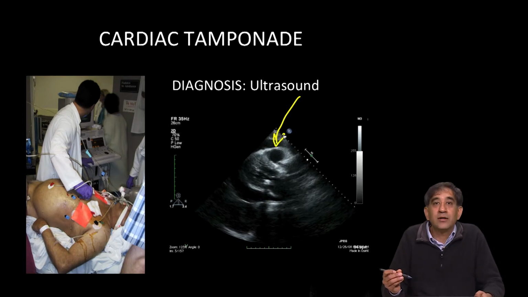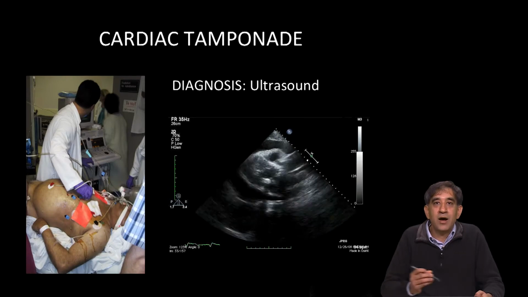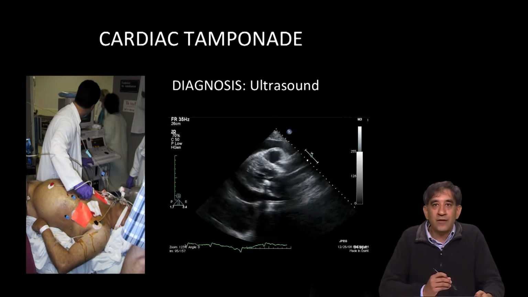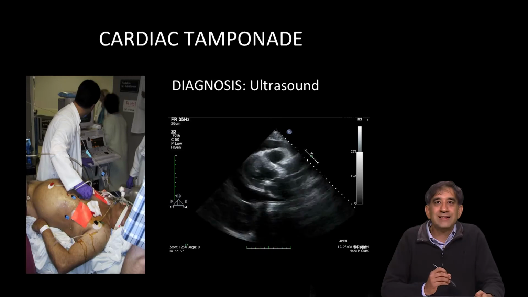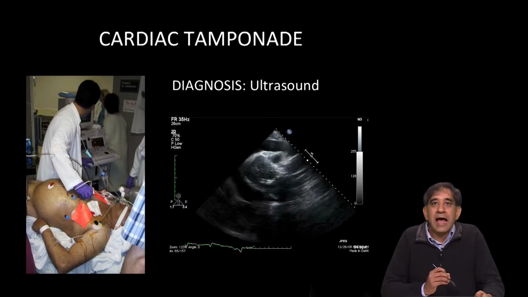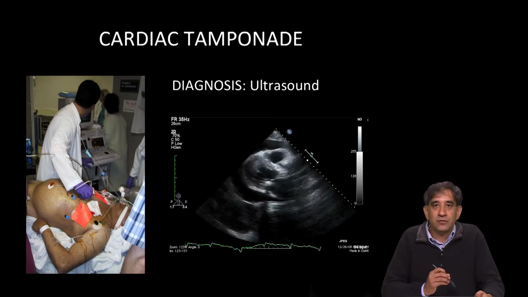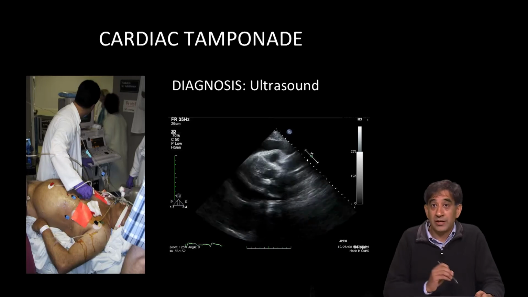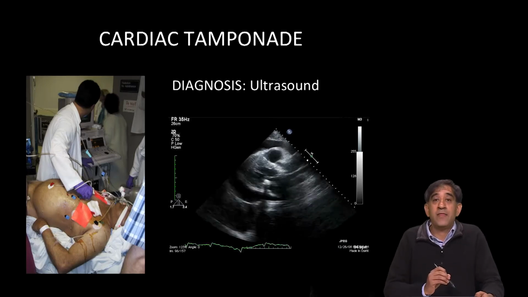So let's take a look at pericardial tamponade and what we see. Again, fluid around the heart, and then during diastole, you see collapse of that right ventricle, which is abnormal, and eventually this patient will develop shock and then die.